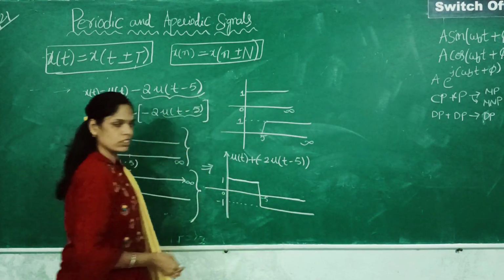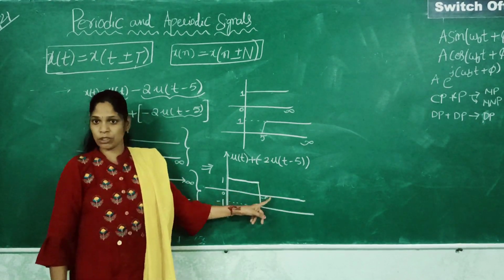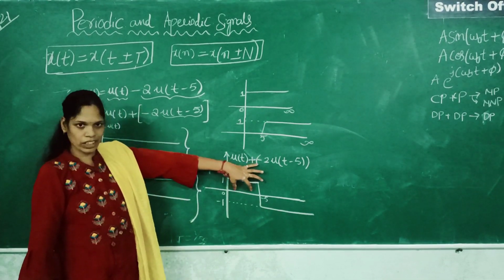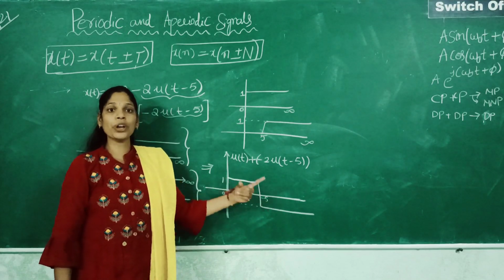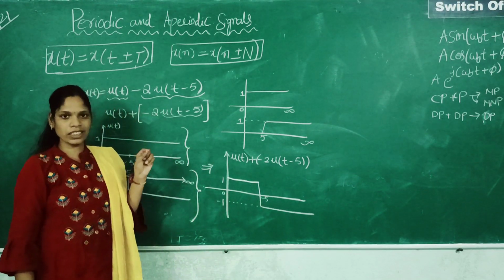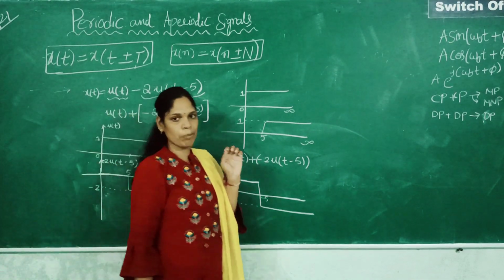See the figure. After 0 to 5, the same signal is not repeated. Up to 5 there is one signal, and after 5 there is another signal, which is not a repeated signal. So the given signal is a non-periodic signal. Like this, we have to find out whether a signal is periodic or aperiodic.